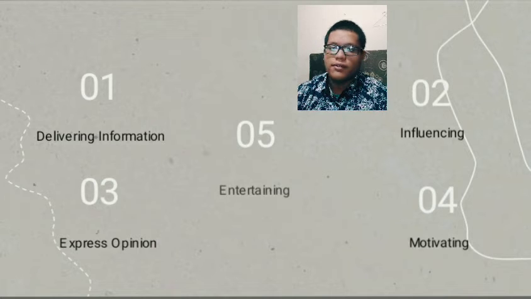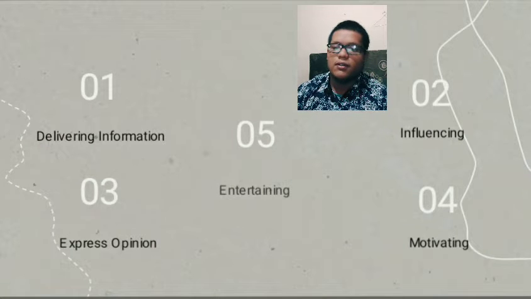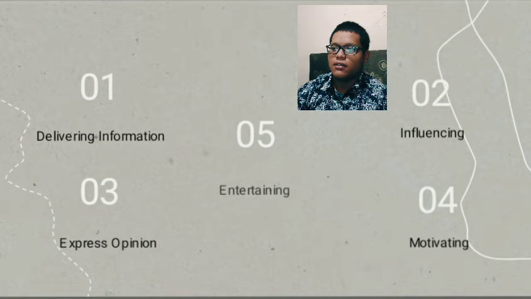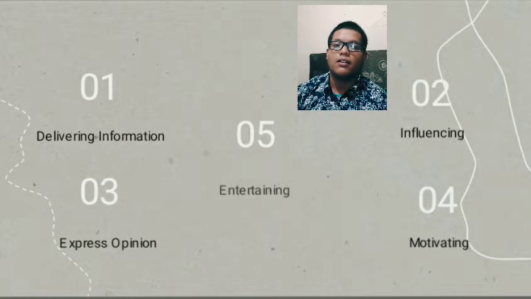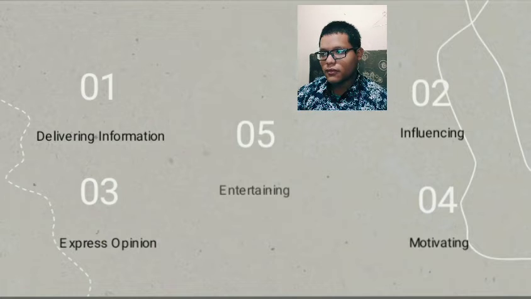First is delivering information. It's a general purpose of communication, including public speaking. The information conveyed can be in the form of policies, programs, projects, ideas, thoughts, research results, instructions, or maybe private information that who you're talking to must understand directly from you.